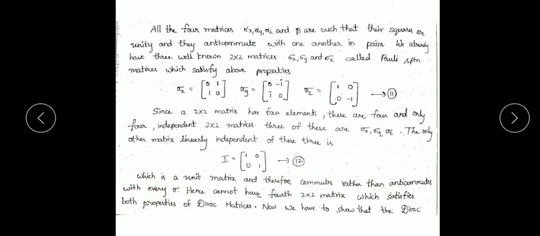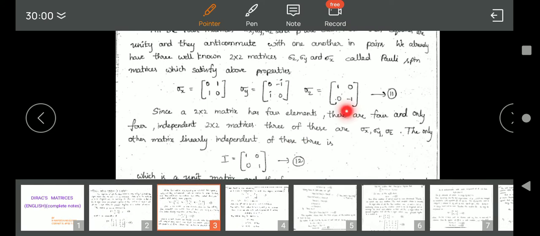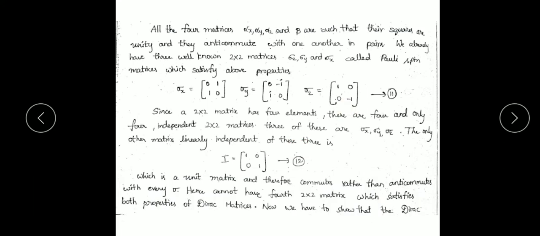If we see, sigma x into I is nothing but sigma x, and I into sigma x is again sigma x. So sigma x into I minus I into sigma x equals 0. In both cases, whether it is sigma x into I or I into sigma x, we are getting the same, that is sigma x. So it satisfies the commutation rule. Therefore it commutes rather than anti-commutes.